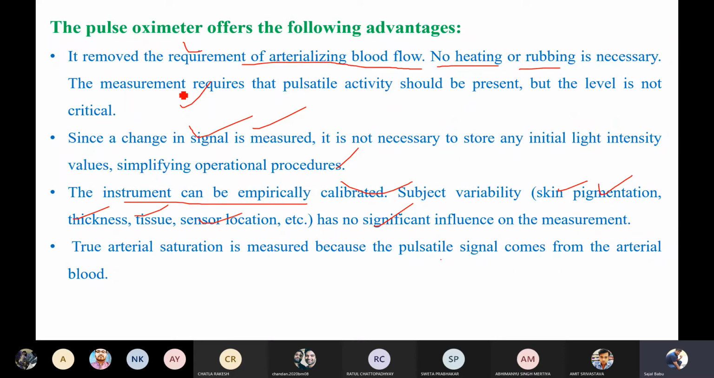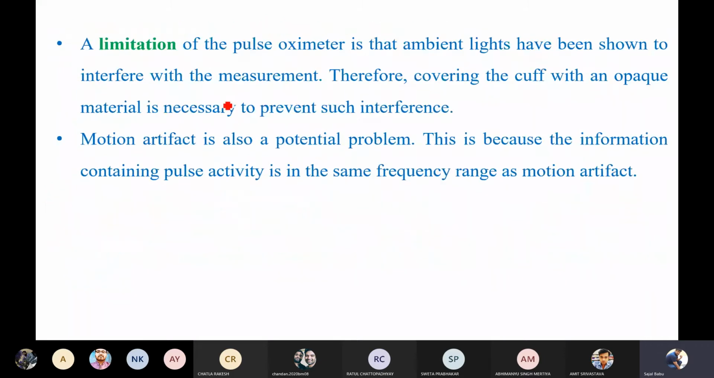Skin pigmentation differs, and some people may have thicker fingers and some thinner. The thickness, the tissue, the sensor location, all these factors will not influence your measurement. The calibration will be done in such a way that all these parameters will not affect your measurement.